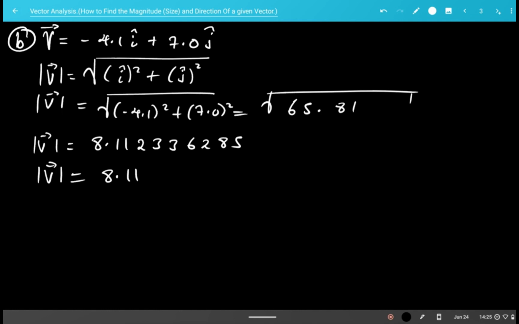So now my vector here is velocity. Since I didn't specify, let's take it to be velocity. So this will be 8.11 meters per second. If units are not given, we'll just say units.